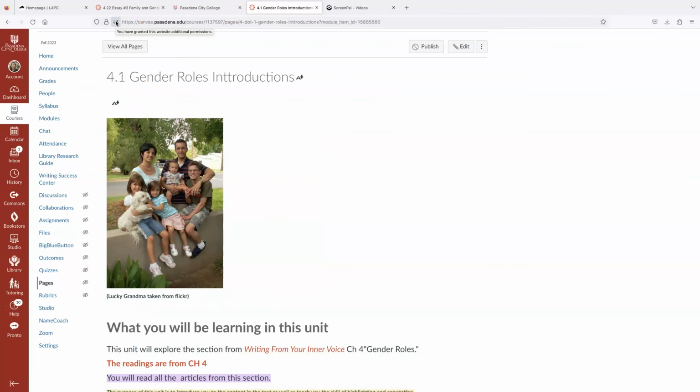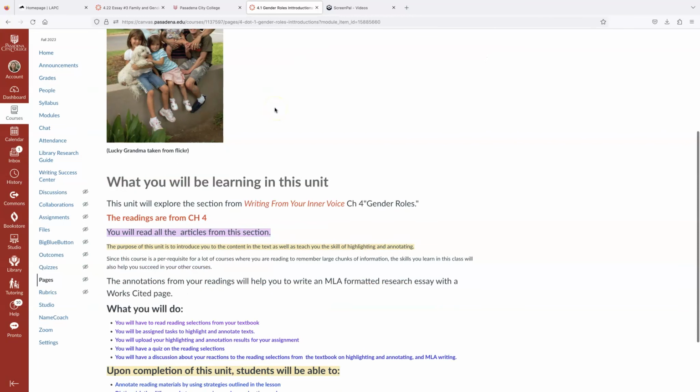Hi, class. We are moving on to our next module, which is Gender Roles Introduction. In this chapter, we're going to be talking about gender roles. What you're going to be learning in this unit is you're going to explore the section from Writing from Your Inner Voice, Chapter 4, which is titled Gender Roles.